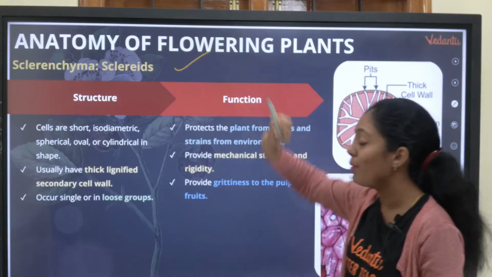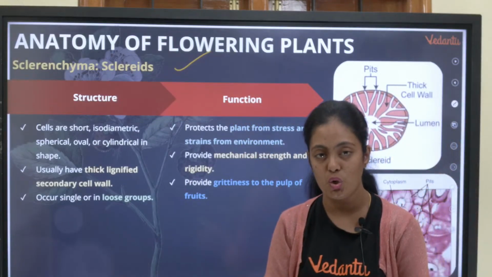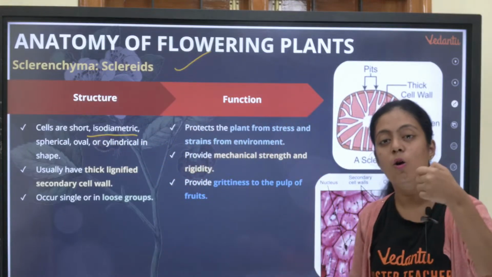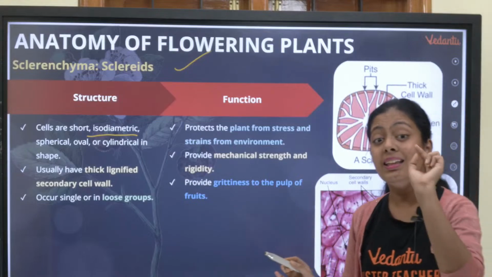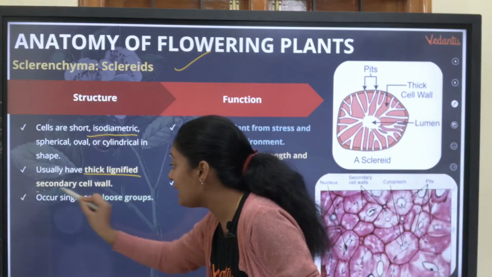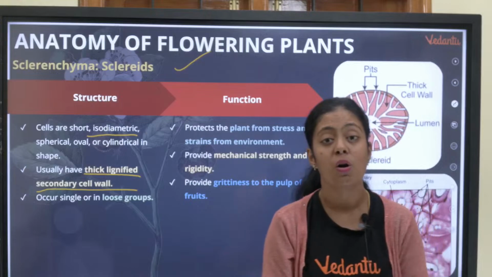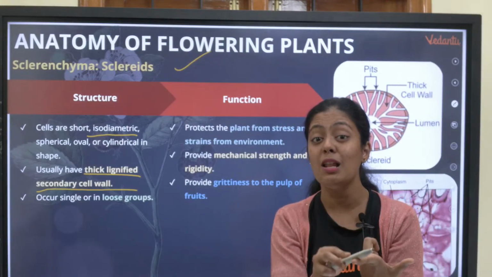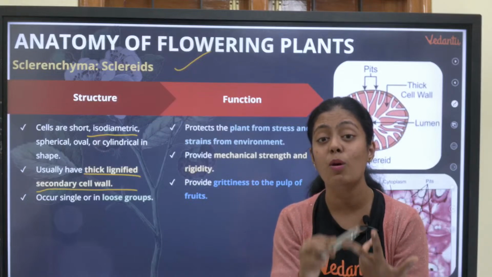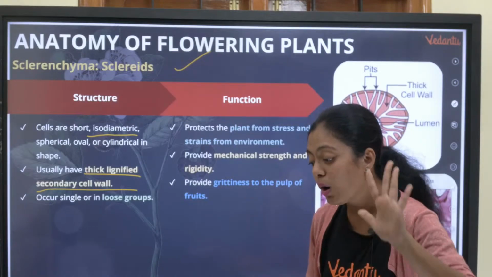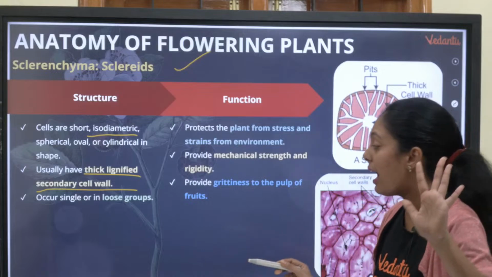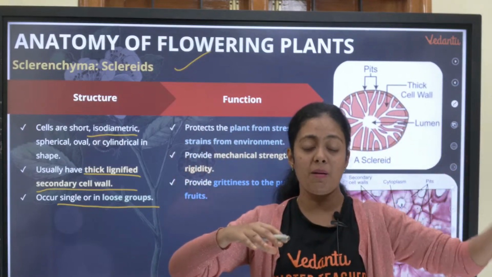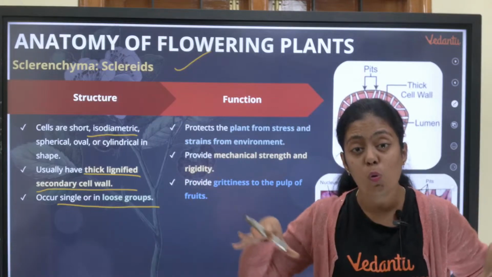Now first we will look at sclerites. Understand very clearly. The cells are short, isodiametric, spherical, oval or cylindrical in shape. They have a lignified cell wall. Very important: in parenchyma, the cell wall is made up of cellulose. In collenchyma, the cell wall is made up of cellulose and pectin. In sclerenchyma, the cell wall is made up of lignin. What is it made up of, pasangla? Lignin. They occur singly or in loose groups. They are not tightly packed like parenchyma and collenchyma.